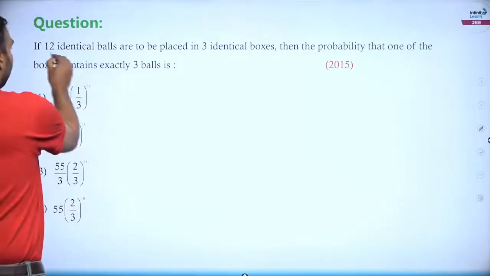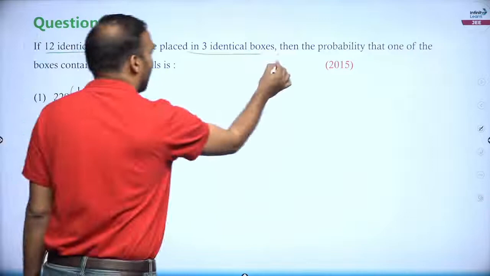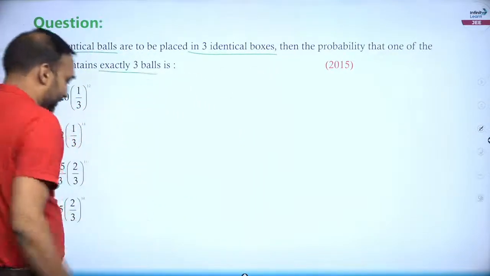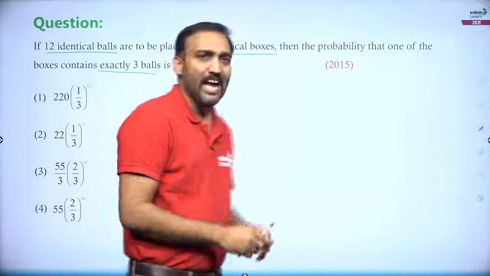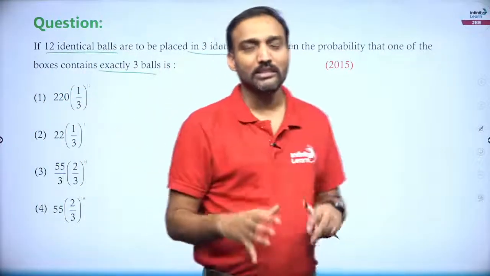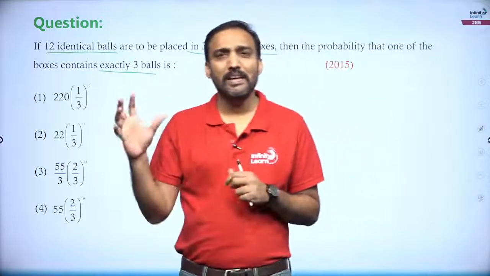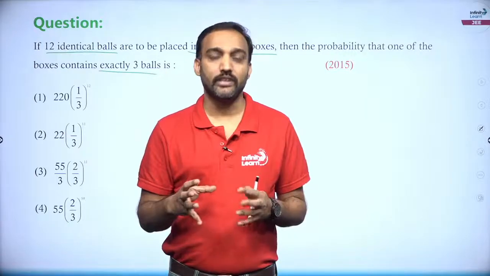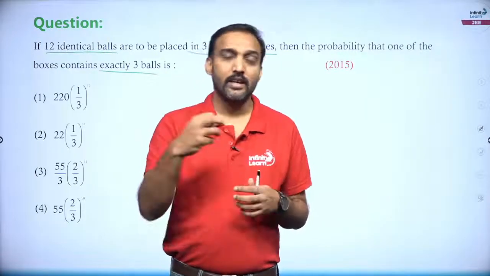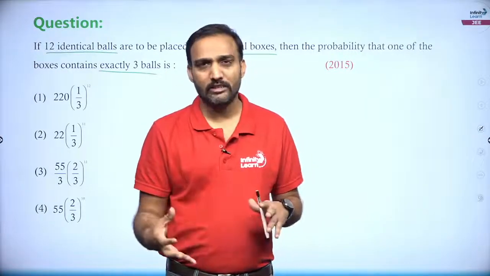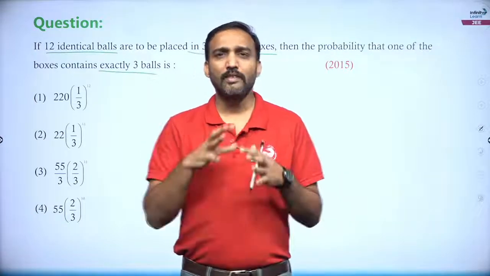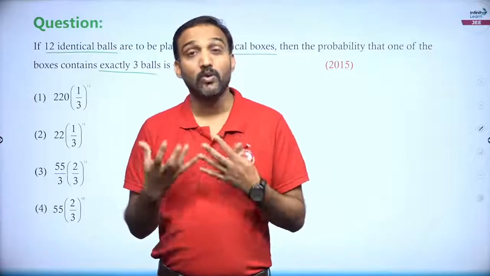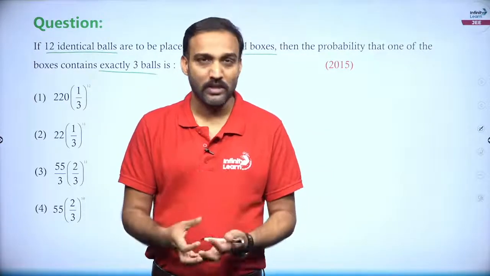Okay, so now we have 12 identical balls, 3 identical boxes, probability that exactly one of the boxes contains exactly 3 balls. Now why I have taken this particular example is to make you understand that in PNC, distinct things and identical things make a difference, because the number of selections and arrangements are different. When we talk about probability, probability is always about the proportion. It is the number of ways in which something can occur.